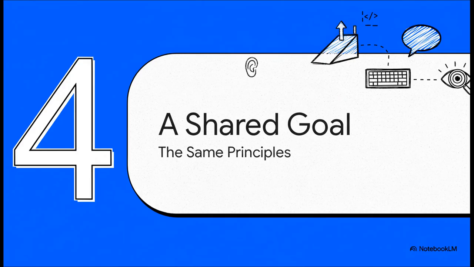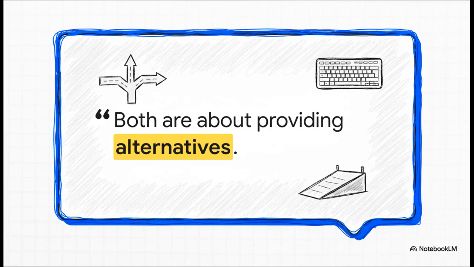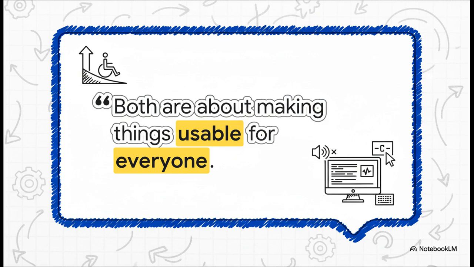So as we put it all together, it becomes pretty obvious, right? The tools might be different, we're talking ramps versus code, but the core idea, the whole philosophy behind it is identical. It really just comes down to providing alternatives. An elevator is an alternative to taking the stairs. And in the very same way, alt text for an image is an alternative to seeing that image. It's that simple. And that leads right to the other huge principle. It's all about making things usable for everyone. It's that universal design idea again.